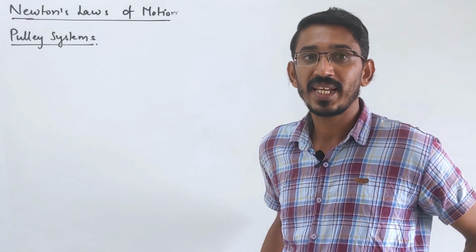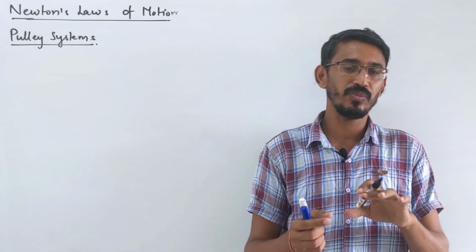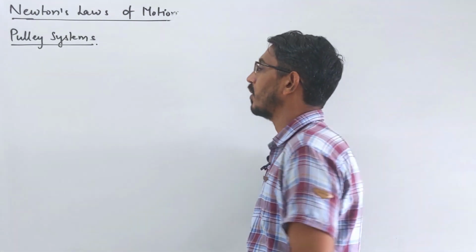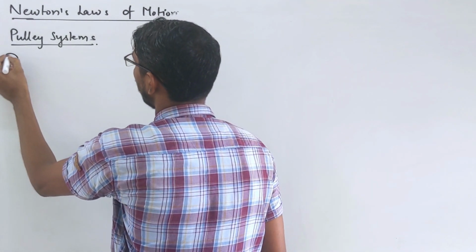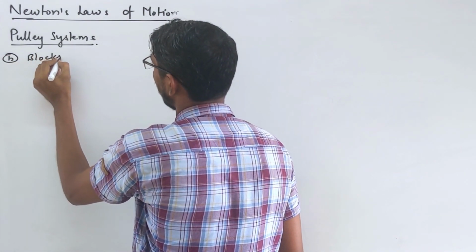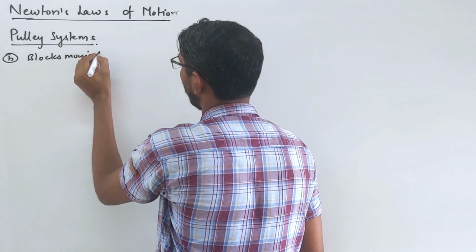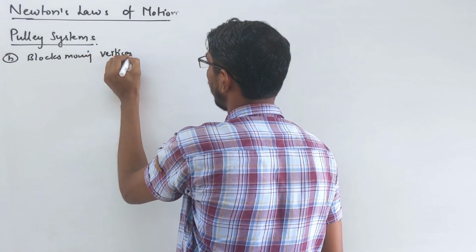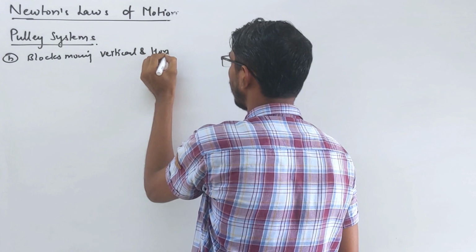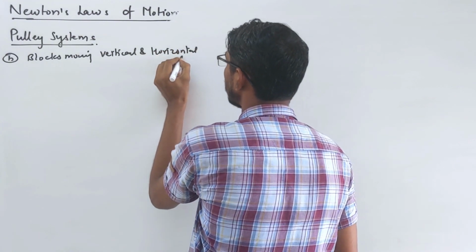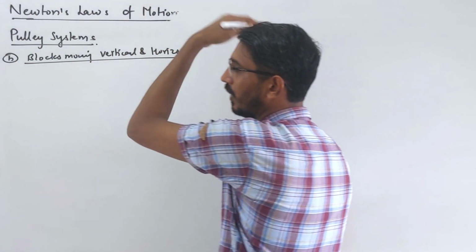Okay, we are talking about the second type of questions. In the first type of question I have done, both blocks are moving vertically. Now we'll talk about how blocks are moving, both vertical and horizontal.